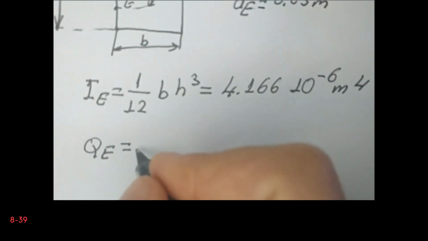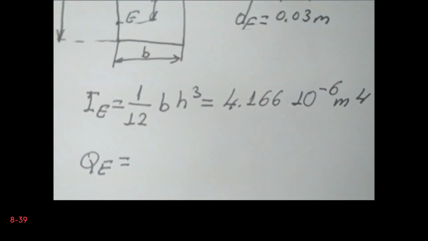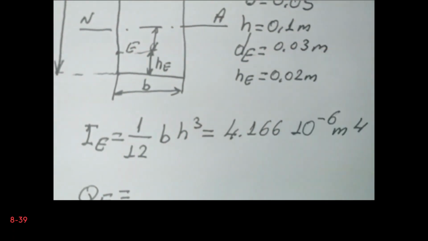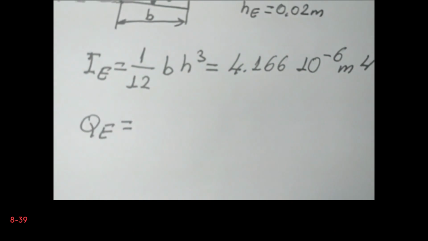Let's define another dimension here. So maybe it will make another simplification for us. So DE, and let's say that this is HE, and HE is equal to 0.02 meters in fact. So it is (H minus HE) divided by 2 minus H divided by 2.